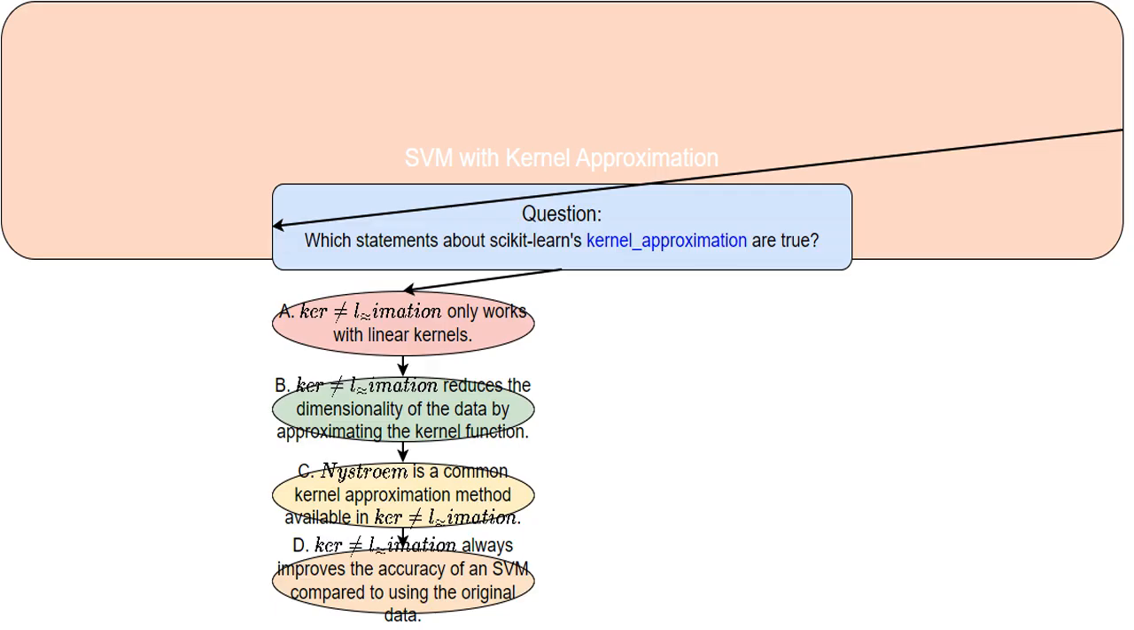This phrase refers to using support vector machines, a powerful classification algorithm, but speeding it up with a technique called kernel approximation.